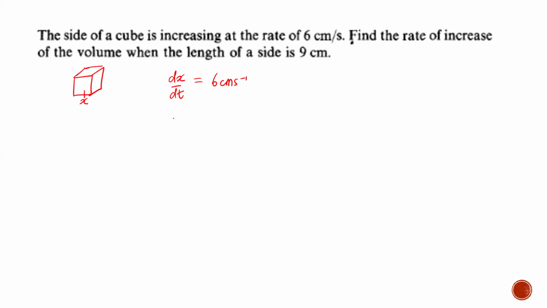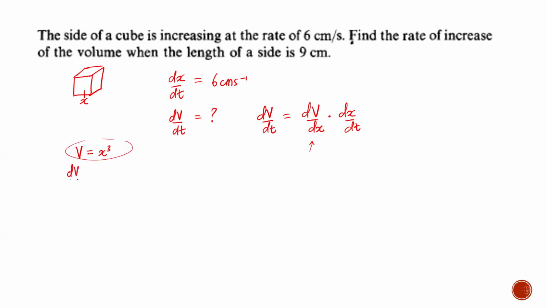Now, what they want is dV/dt, the rate of increase of the volume. How do we get it? We know that V is equal to x cubed. And from the chain rule, dV/dt is going to be dV/dx times dx/dt. So to get dV/dt, we need dV/dx, which comes from an equation that relates V and x, which is right there. And then we need dx/dt, which has been given in the question.